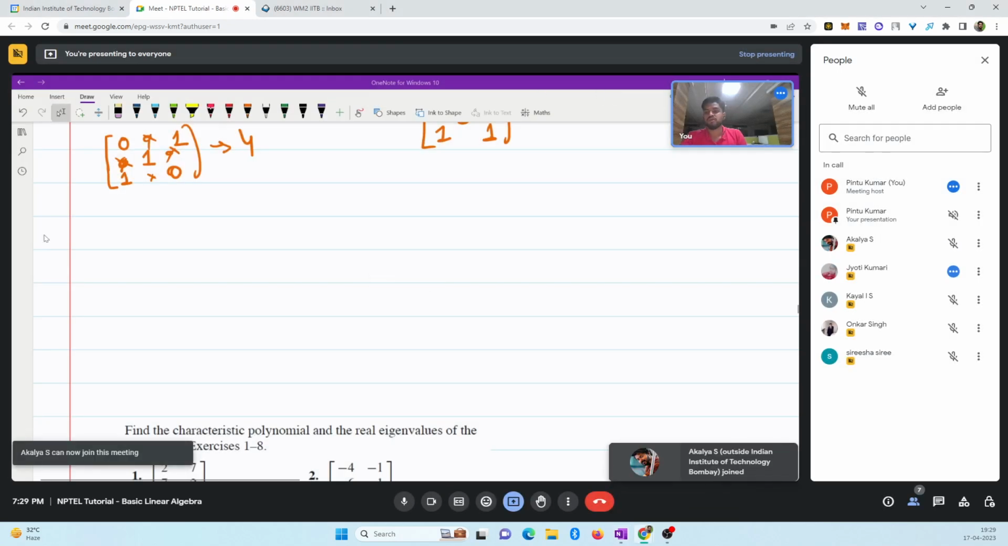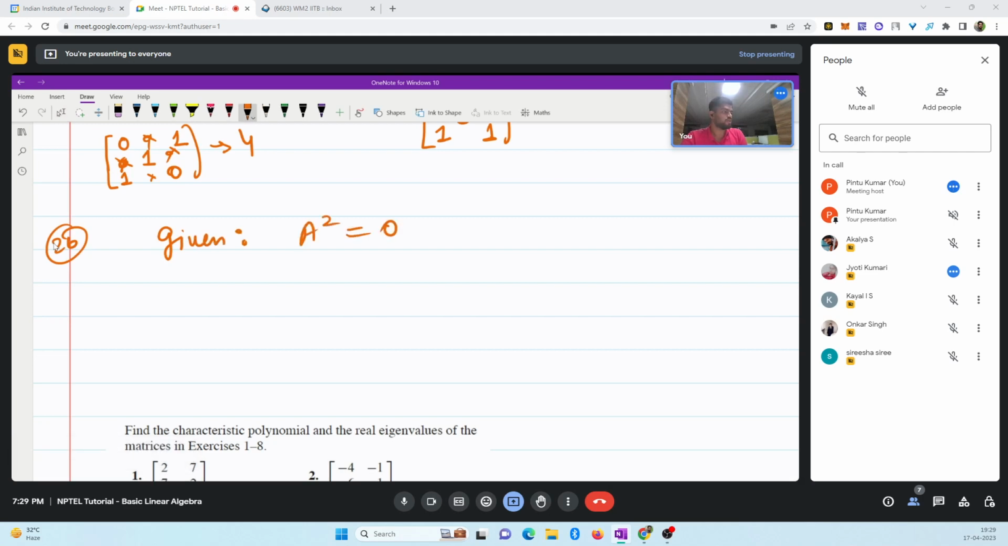If we go to question 26, what we are given is that A square is 0. And what we have to prove is that all eigenvalues of A are 0. Any suggestions on how we can proceed with this proof? Any ideas or hints?